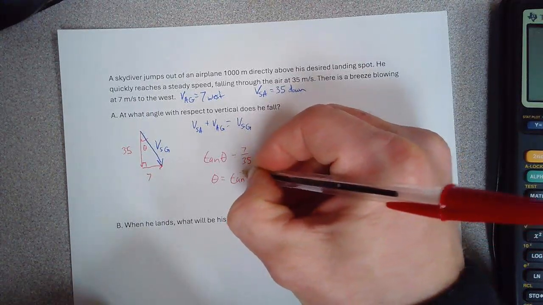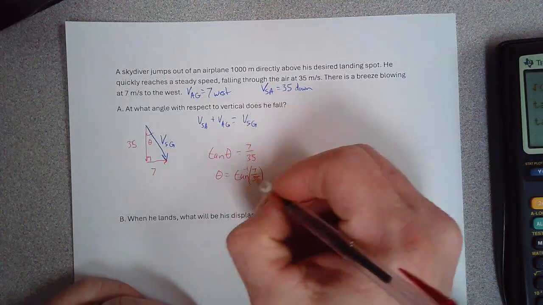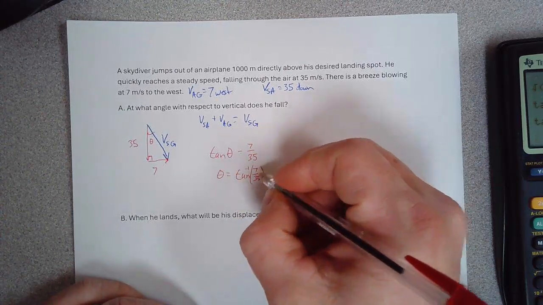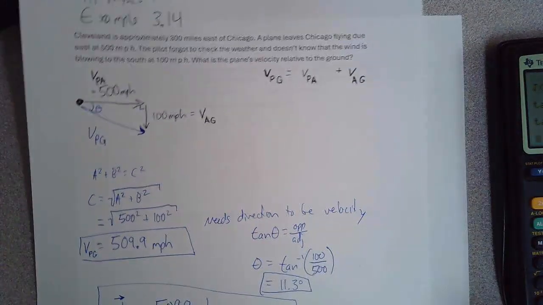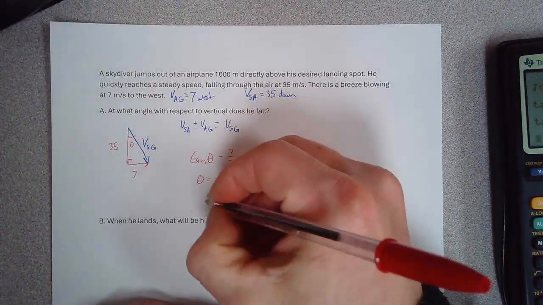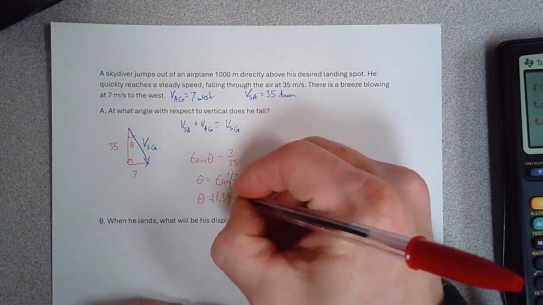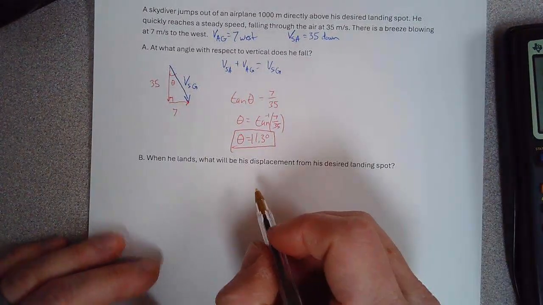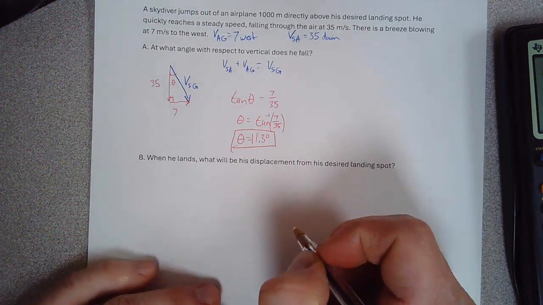Forgot the minus 1. I think they're totally trolling me because that's exactly the same angle as last time. Must be the exact same ratio. Yeah, it's a 1:5 ratio, exactly the same. There you go. So theta equals 11.3 degrees. Now, they asked when he lands, his displacement from his desired landing spot.